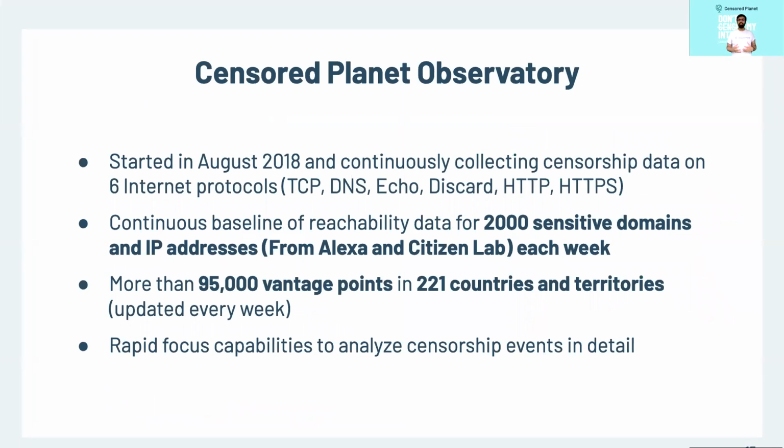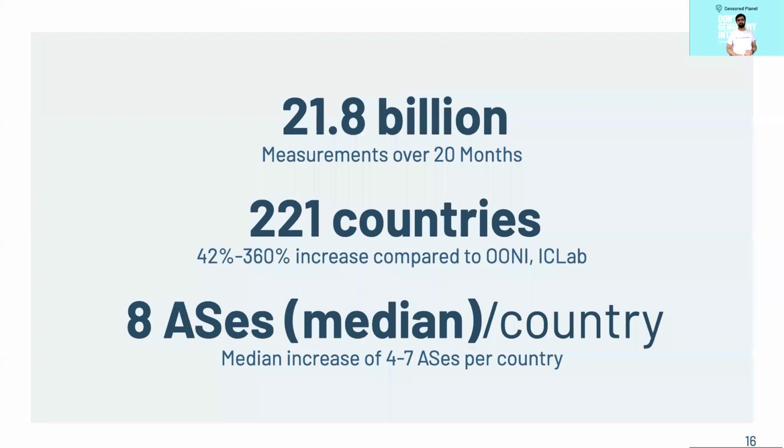The platform was launched in August 2018, and we have been continuously collecting censorship measurement data on 6 internet protocols in over 220 countries around the world. We test accessibility to 2,000 websites every week from more than 95,000 vantage points. In just under 20 months of measurements, we've collected more than 21.8 billion data points.